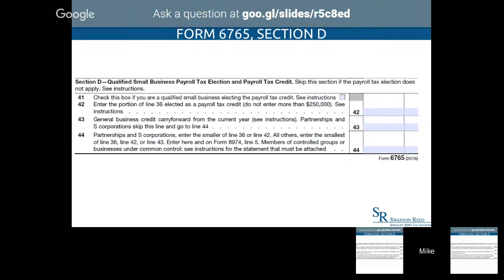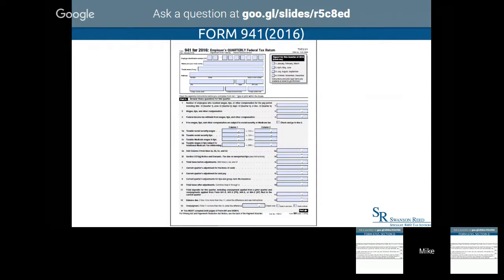But let's say that you put $5,000 in line 42. You're saying I want to earmark that much of my credit for payroll taxes. Now remember that line 42, $5,000, and you see where this ties in with the payroll tax form as we move forward. I've got these in sequence. This is what your payroll tax form looks like now. It's a Form 941. Should be familiar with it.